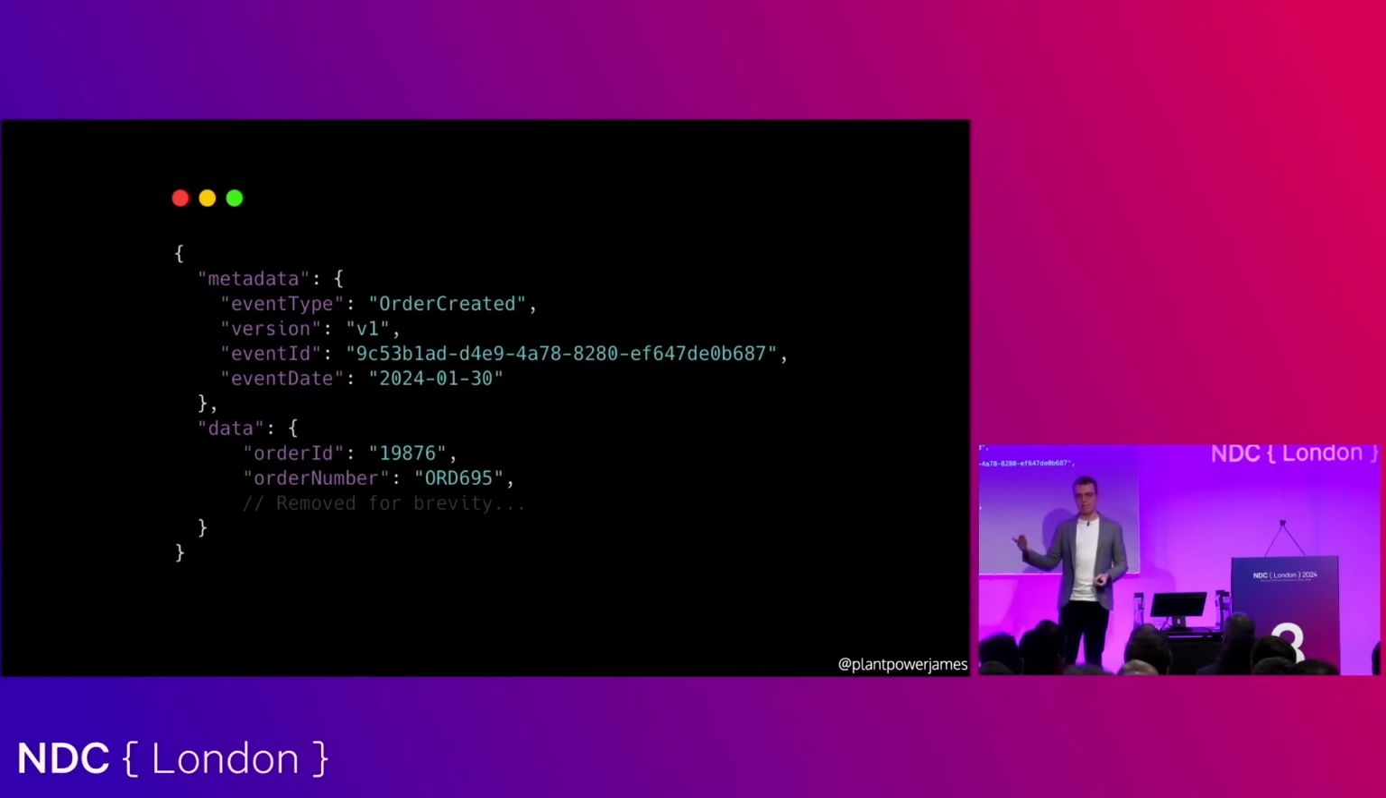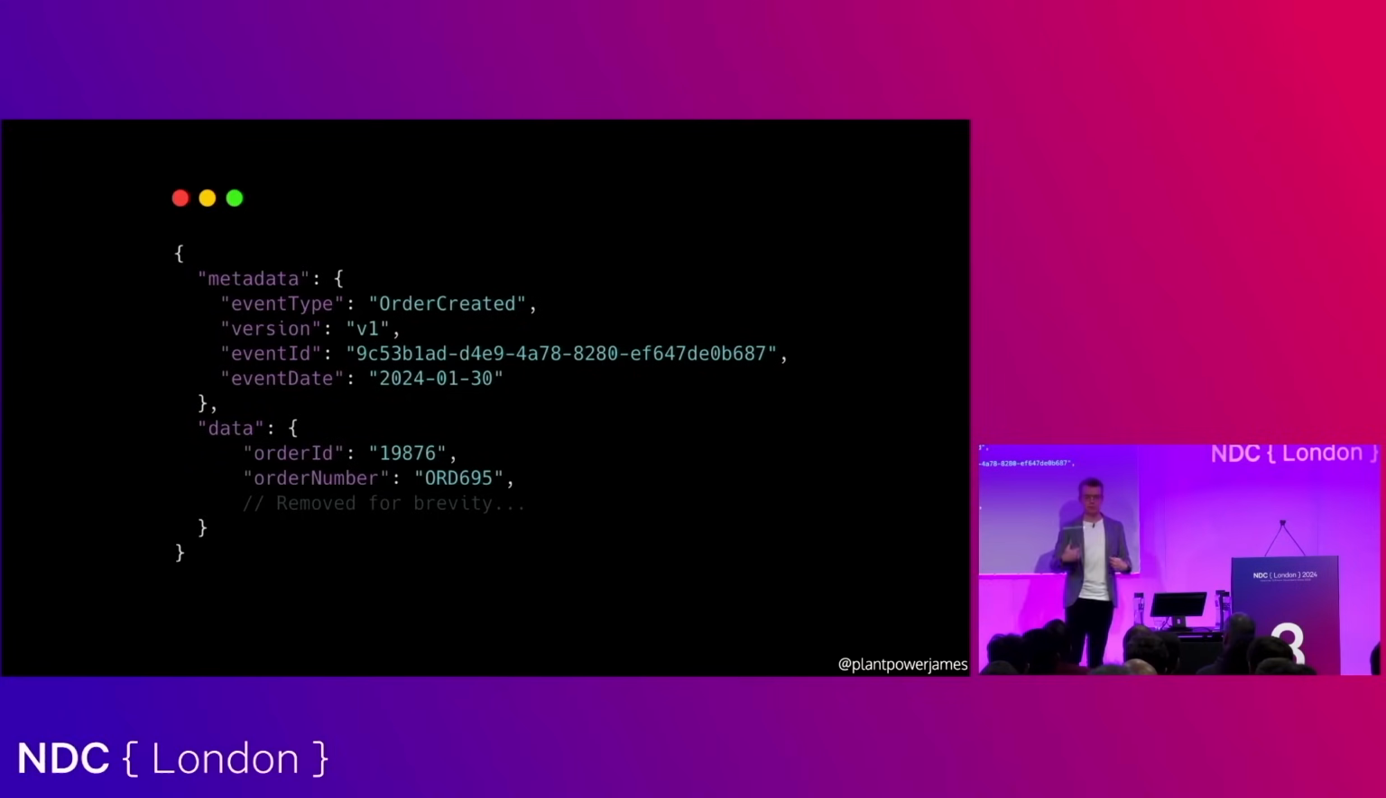It's the metadata property where things get really interesting, because this metadata property is going to have the exact same schema across every single event in your entire organization. They're all going to have this metadata property. And they're all going to have the same properties inside this metadata property. One of those will be the event type. What type of event is this that's being published? In this case, it's an order created event. An event ID. The event ID is a uniquely generated identifier generated at the point of publish. And this allows any downstream consumers to more easily implement things like idempotency.